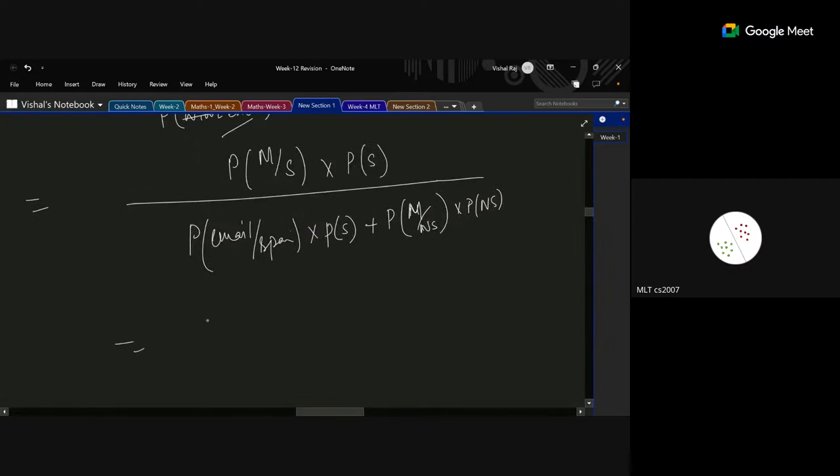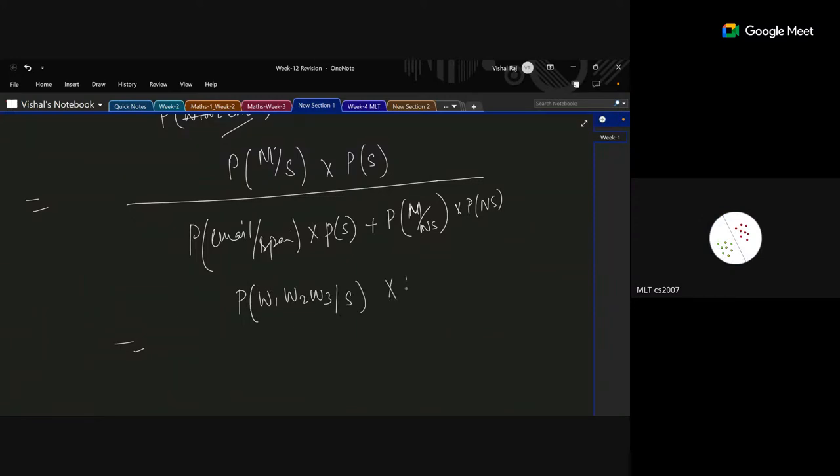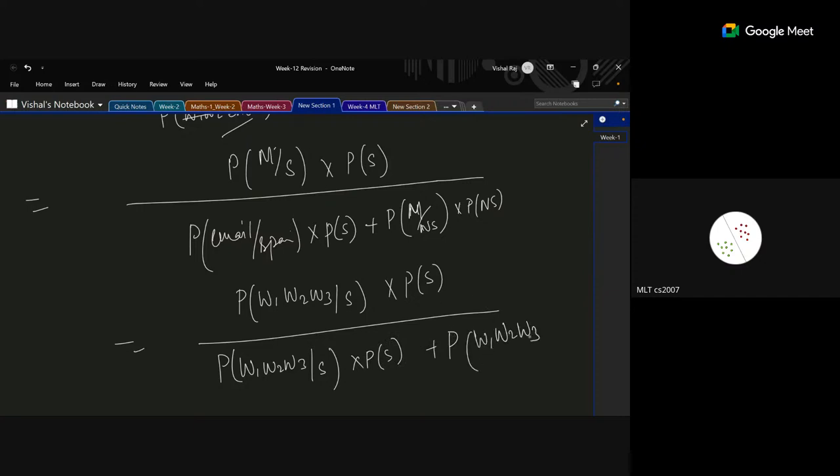Okay, can you calculate now? The mail consists of how many words? Word 1, word 2, word 3, given spam, multiplied by the probability of spam. Similarly, you can do it here also: probability of word 1, word 2, word 3, given spam, multiplied by the probability of spam. Plus, similarly, you can do it for non-spam also: word 1, word 2, word 3 given non-spam, multiplied by the probability of non-spam.